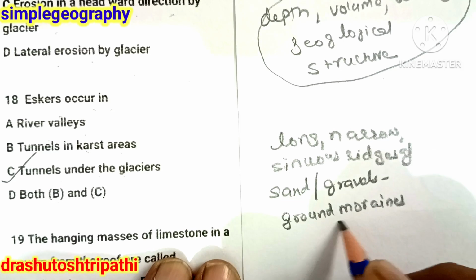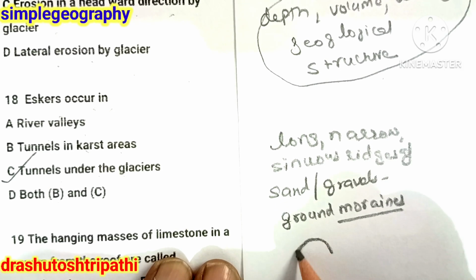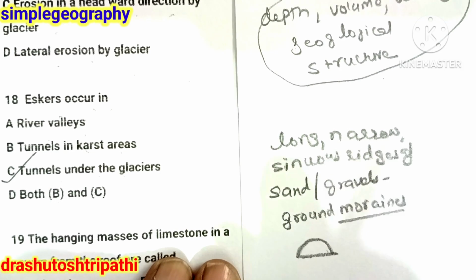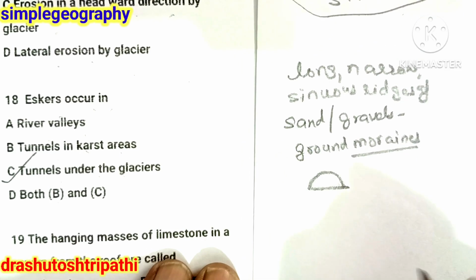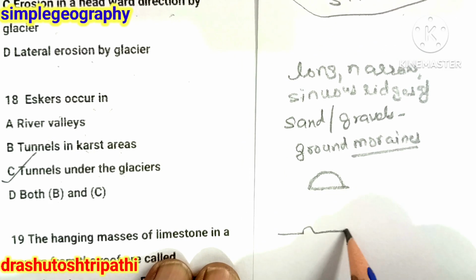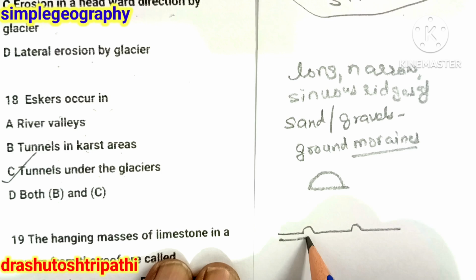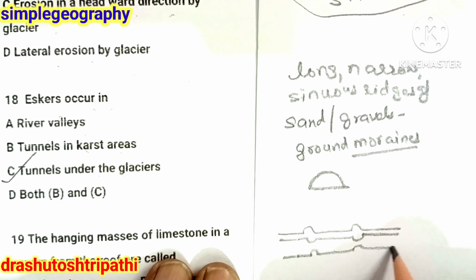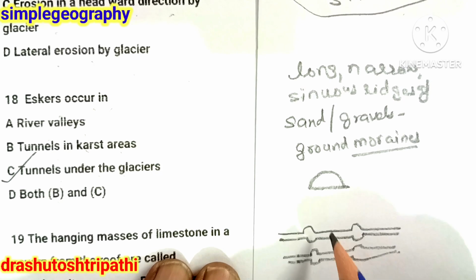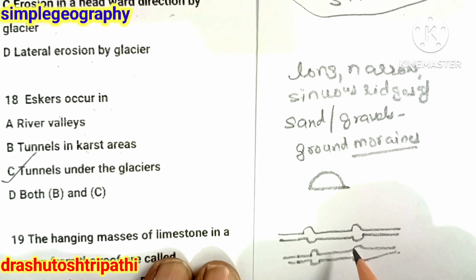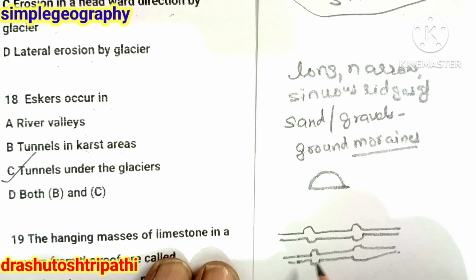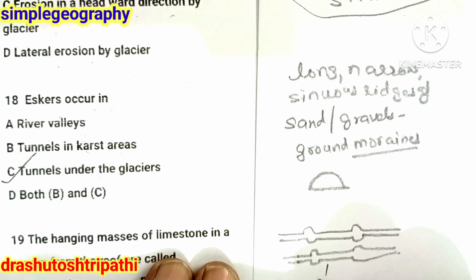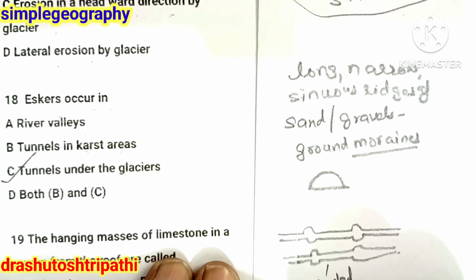What is moraine? Moraine is the deposition of sediment by the glacier, and these are found like that. And the structure which is made by the deposition of glaciers is known as eskers.